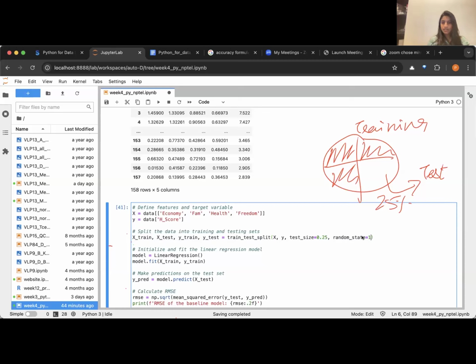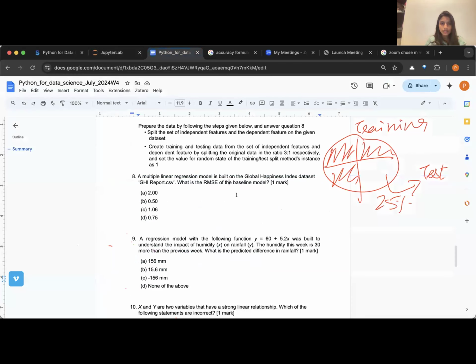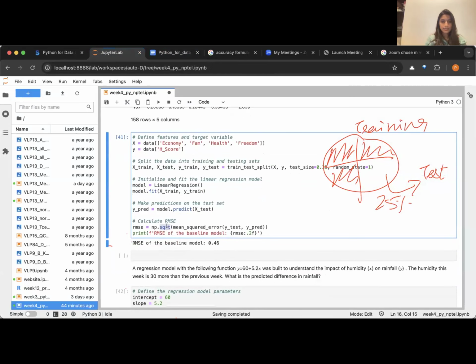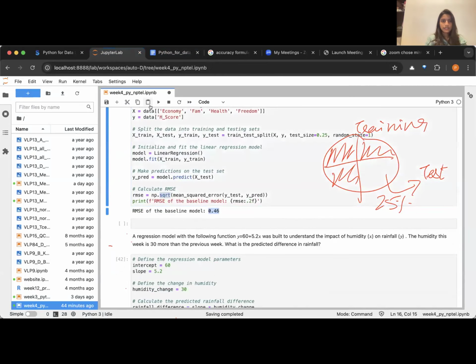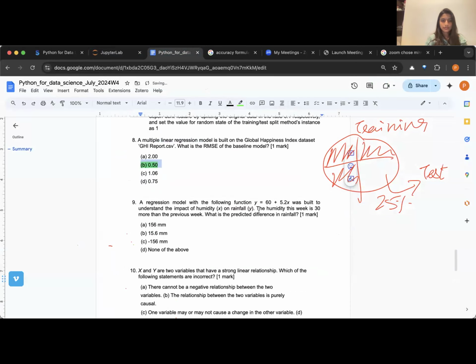The question mentioned random state is equal to 1. So we are using all that information, we are splitting the data, and then we are building, have they mentioned to build linear regression? Yes, they've mentioned linear regression. So you build a linear regression and you calculate RMSE, you get 0.46. That's closest to 0.5. If you round it off, it's 0.5. So this is your answer.